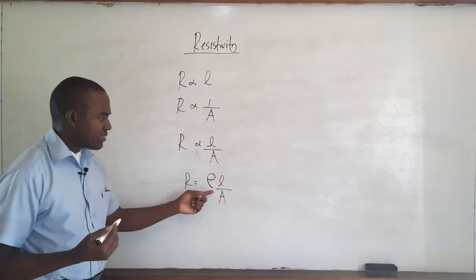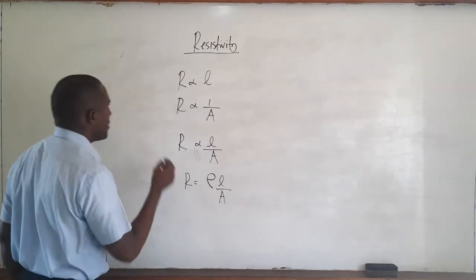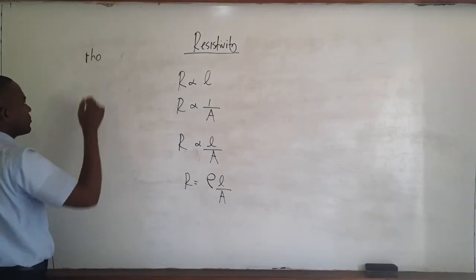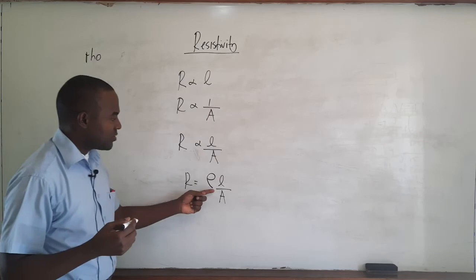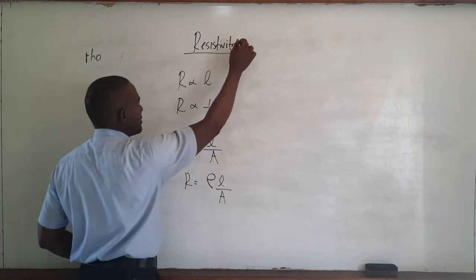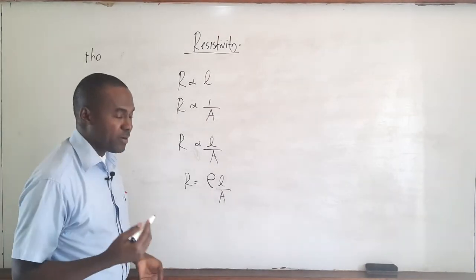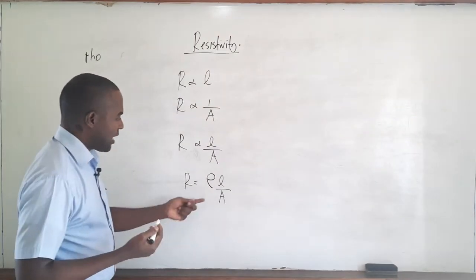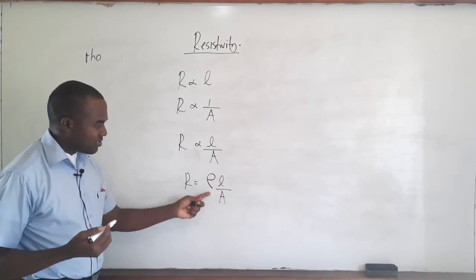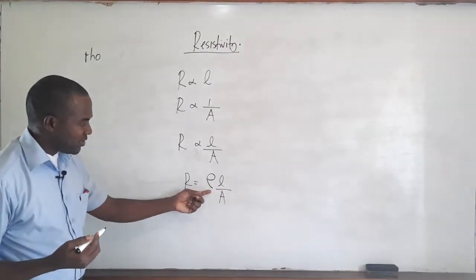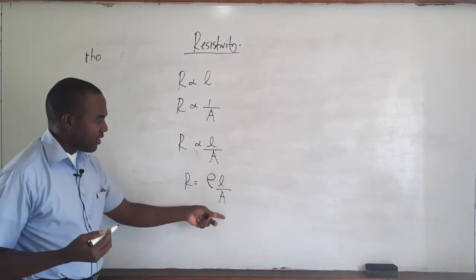So this Greek letter is called rho, spelled R-H-O, and in this case, it is used to represent resistivity. So rho represents the resistivity of the material, right? We can actually transpose to make rho the subject, and so we can get the resistivity in terms of the resistance, the length, and the area.